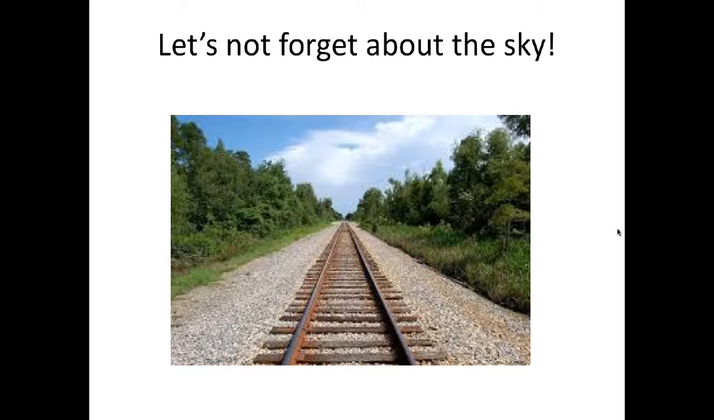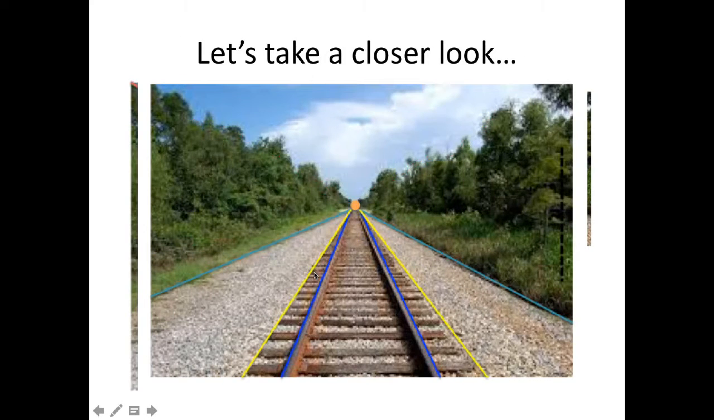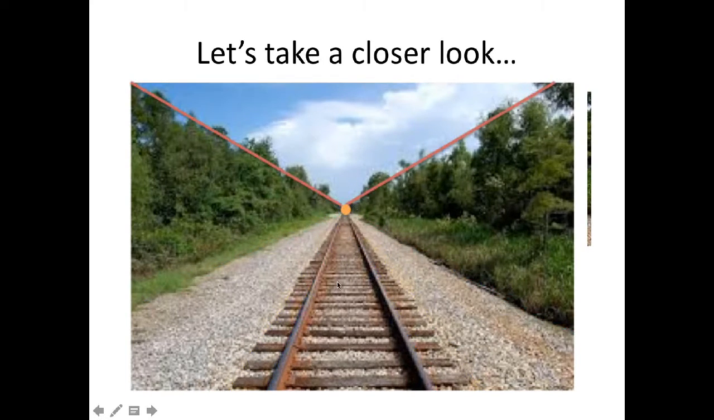Now let's not forget about the sky. Previously, our vanishing point had lines coming at it from the bottom. If you look at the sky, we could tell that there are lines that also intersect at our vanishing point. So previously, we had lines that came and intersected at the vanishing point from the bottom, and the second time from the sky.